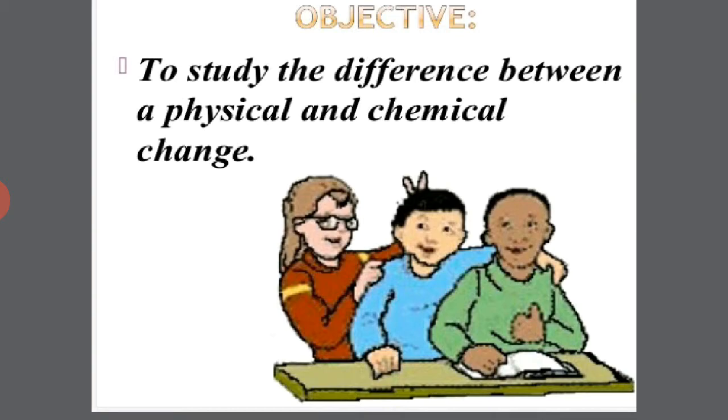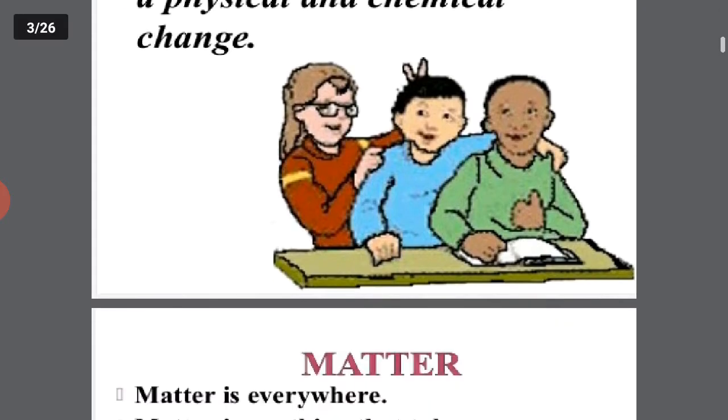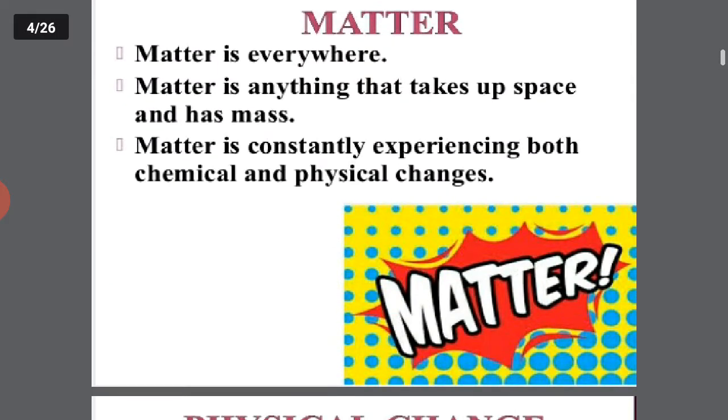Objective: in this particular class we will study about the difference between physical and chemical change. Okay, let's start. Matter is everywhere. Matter is anything that takes up space and has mass. Matter is constantly experiencing both chemical and physical changes. So everything in the world is made up of matter.